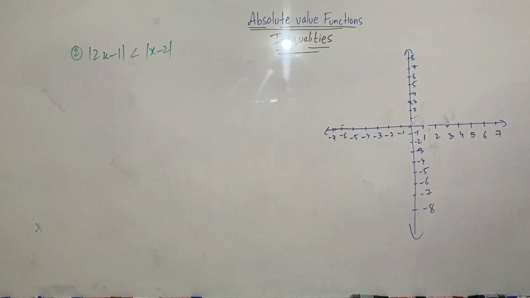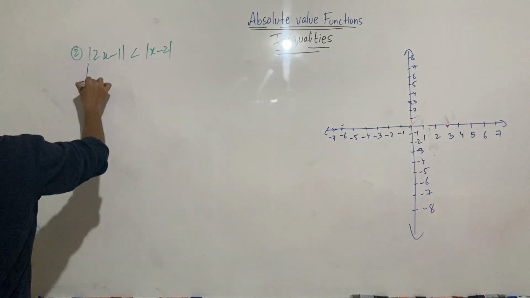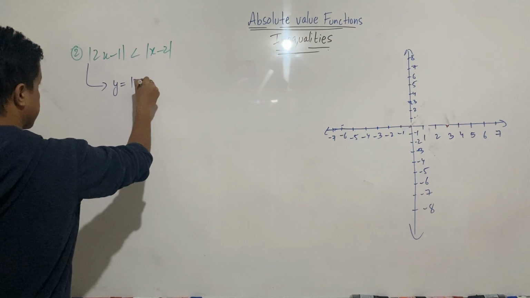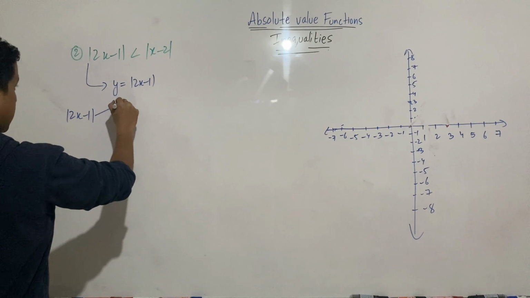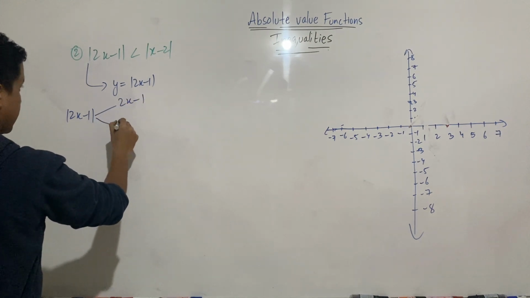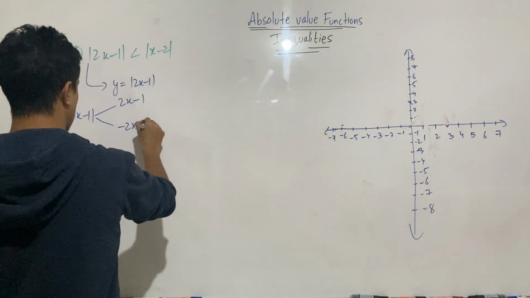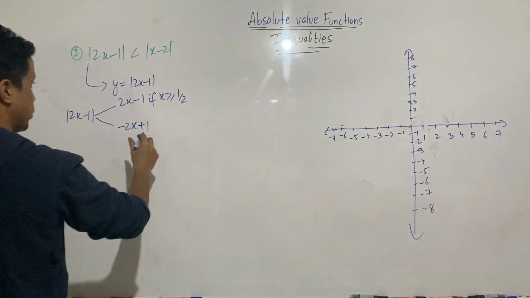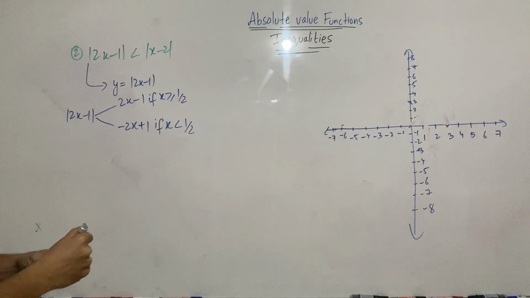Okay, now let's do it. So first we are going to solve them separately. Here I would say this is y equals x minus 1. So 2x minus 1 is going to be 2x minus 1, and here minus 2x plus 1, right? If x is greater than or equal to 1 by 2, and here if x is less than 1 by 2. I hope you agree with me.